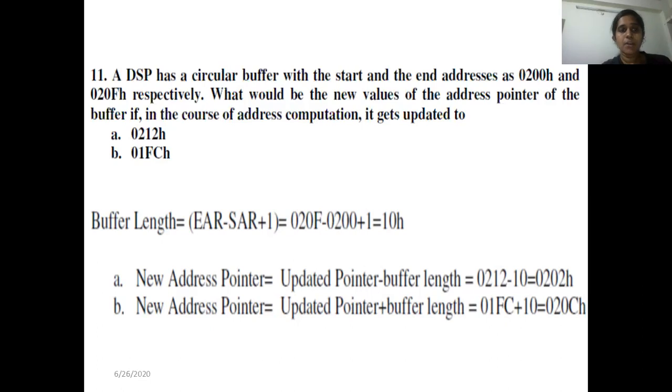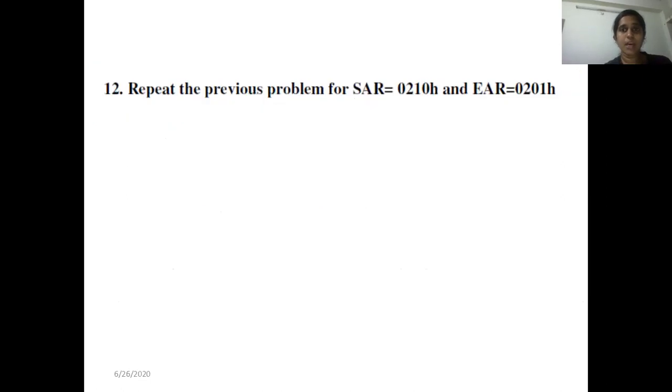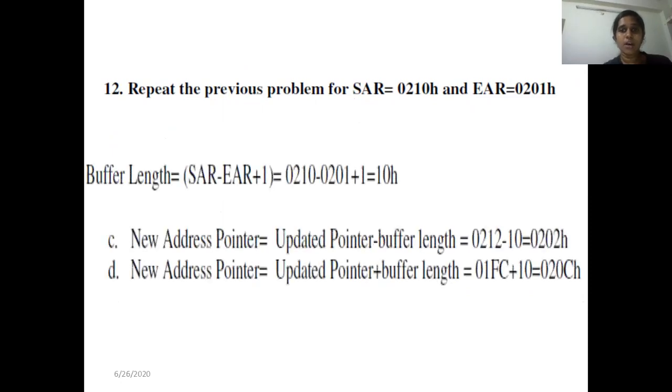In the same way, you will be applying the 01FCH value address also, which is there in the updated pointer, that is getting added with the buffer length, and you will be getting the output. Let us look at the same problem with different values. If the starting address of the register is 0x10H and the ending address of the register is 0x01H, the problem statement here is SAR is greater than EAR. That's why we are implementing this formula for buffer length.